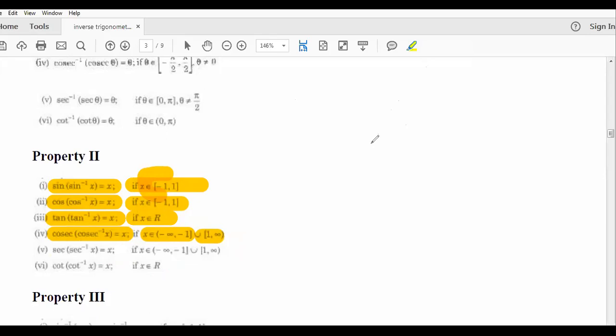So you have to remember these properties, because in this chapter only the properties are important. All the numericals are based on these properties.